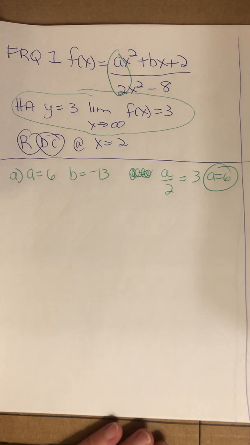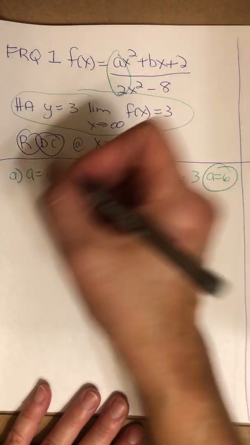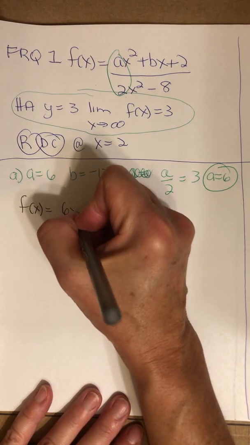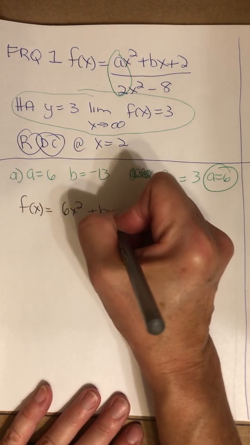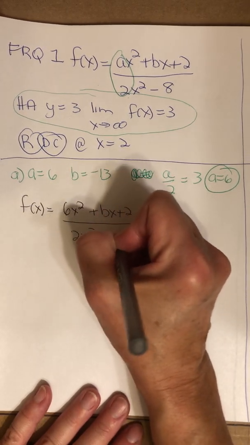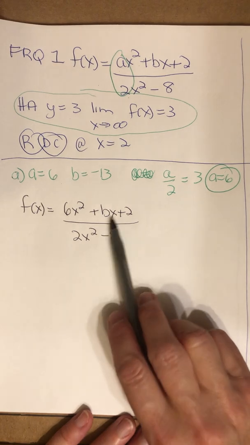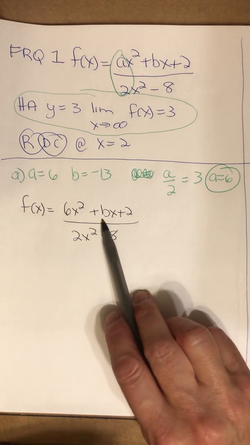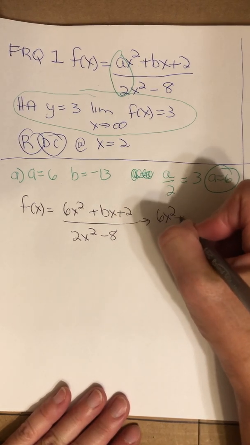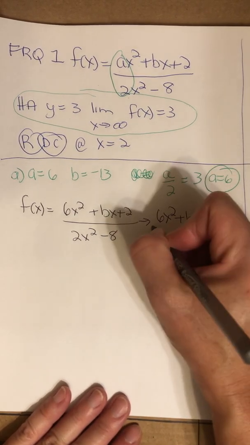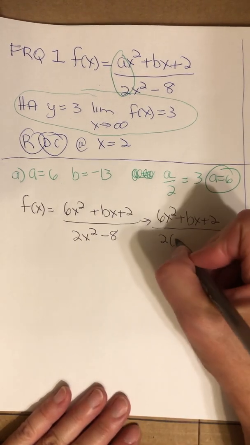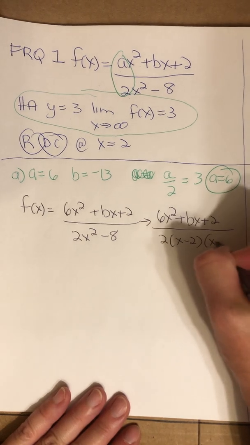Okay, so the next thing we're going to do, now that we know that A is 6, is put it in and see if we can answer B. So A is 6. Okay, now how do we know that B is negative 13? Here's how we know. I am first going to factor the denominator. I'm going to factor out a 2, and that would leave me x squared minus 4, so that's x minus 2, x plus 2.